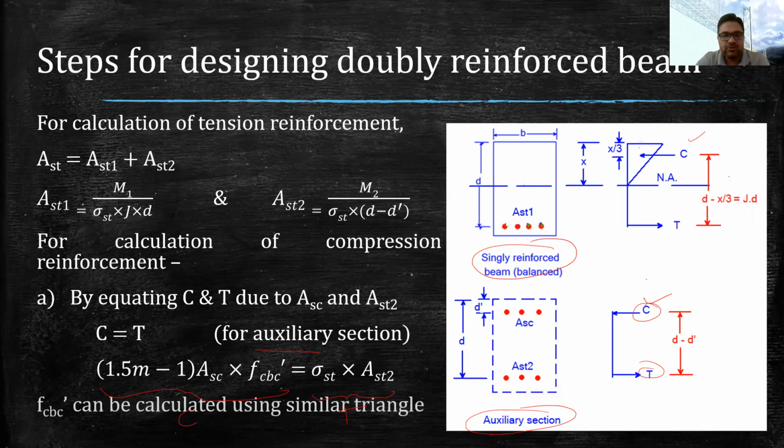There is another way to find out the value of ASC. In the relation, FCBC dash will also be an unknown value, but this can be calculated by using the similar triangle property that I have used in the previous lecture. So you can refer to that.